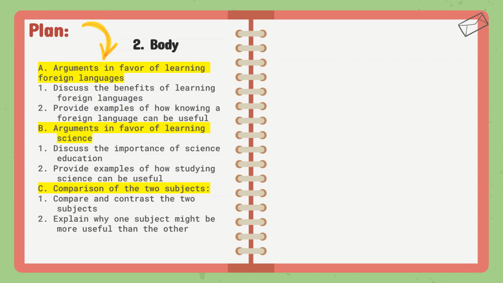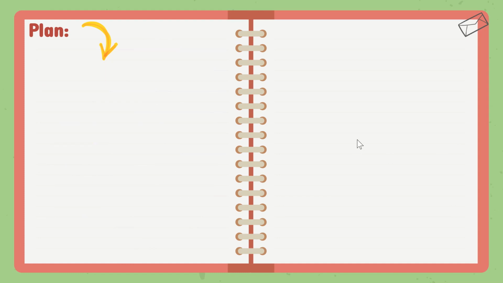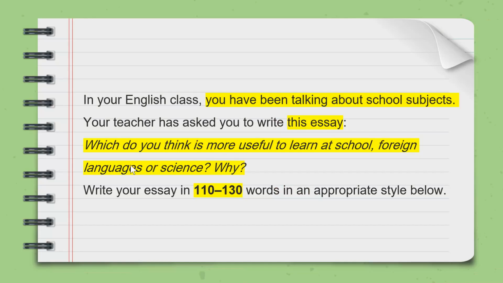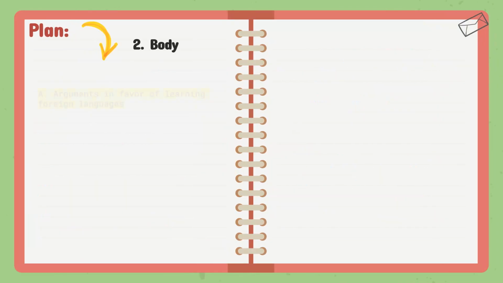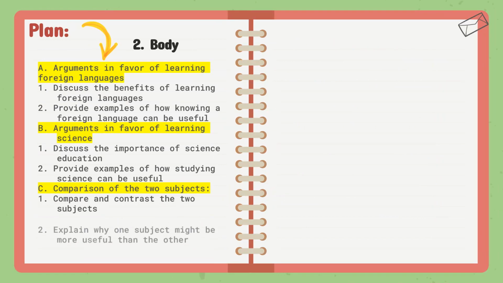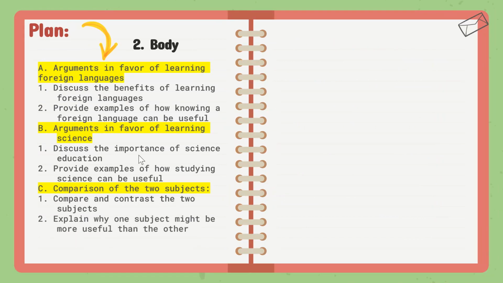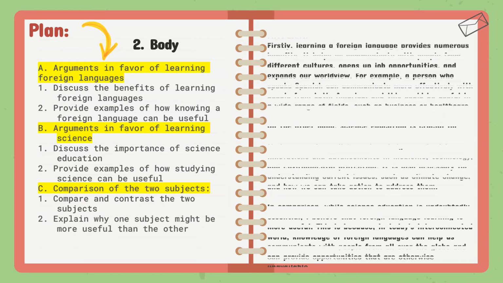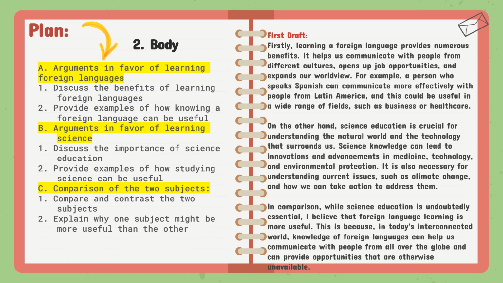So here I'm answering my teacher. If you went back to the first question, the statement that they told us is, which do you think is more useful to learn at school, foreign language or science? So they want you to make a comparison here between them. And at the end they said why. So the last part of the body section is going to be the answer for why. Why should I learn this one? So I make a comparison between them. So this is the first draft, okay?